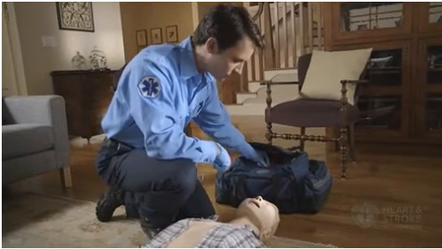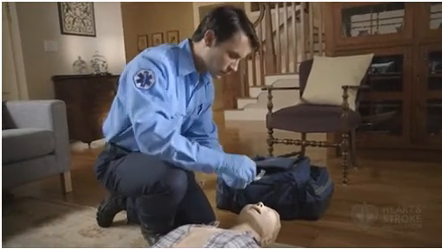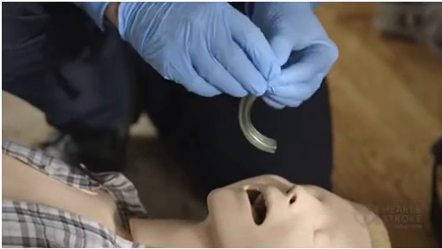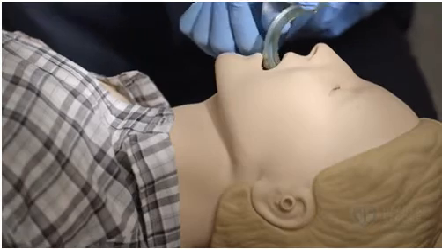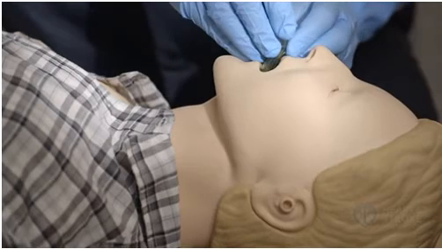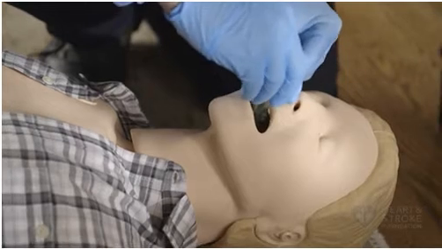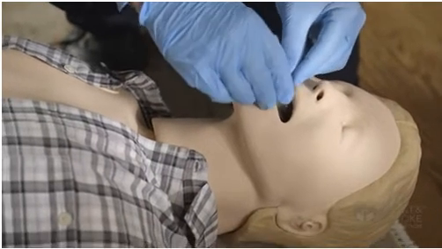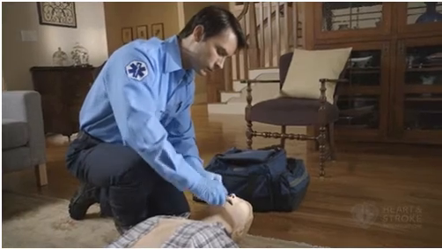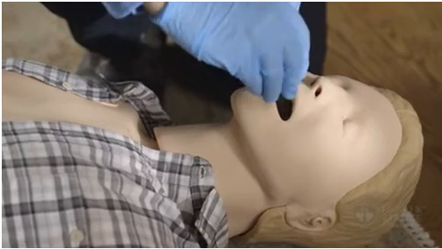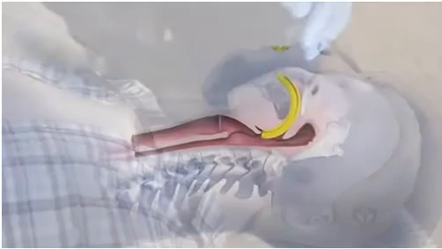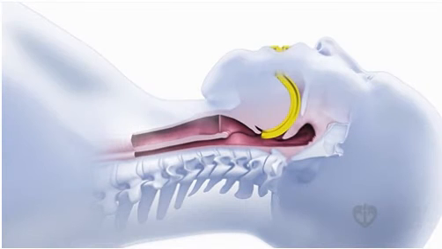To use the adjunct, insert the OPA so that it curves upward, with the tip pointing to the hard palate. As the OPA passes through the oral cavity and approaches the posterior wall of the pharynx, rotate it 180 degrees into the proper position. Alternatively, the airway can be inserted sideways and rotated 90 degrees into place. Once properly inserted, the OPA holds the tongue away from the posterior wall of the pharynx. It also provides access to the throat for suctioning and prevents the patient from biting an advanced airway.